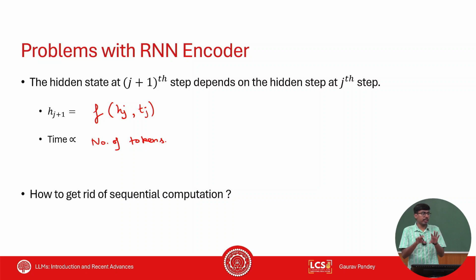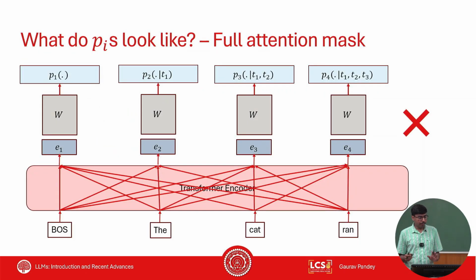So we don't want this sequential computation of embeddings. How do we get rid of the sequential computation? That's what our task is. So we want to be able to satisfy that criteria that Pj should only depend on the tokens before the jth time step, but we also want to get rid of the sequential computation, and that's where this architecture of transformer is very interesting. It's a revolutionary architecture because it satisfies all of the criteria.